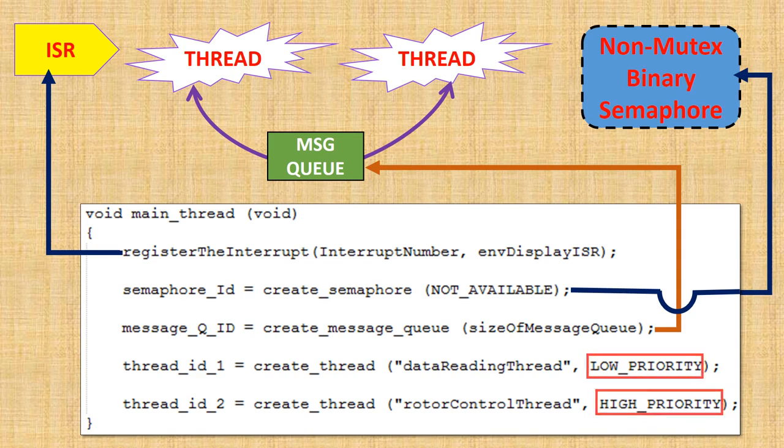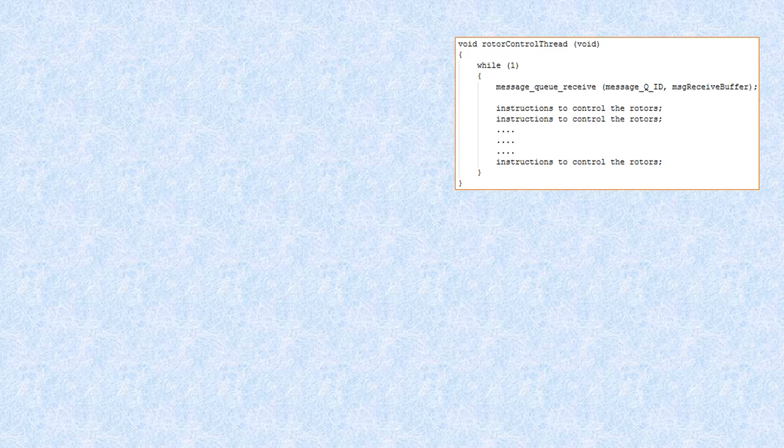Data reading thread needs to be of lower priority than rotor control thread. So this is how we have assigned the priorities to each of these threads. Data reading thread needs to be lower priority than rotor control thread. So rotor control thread is a high priority thread. So we will start with the rotor control thread which is of high priority.